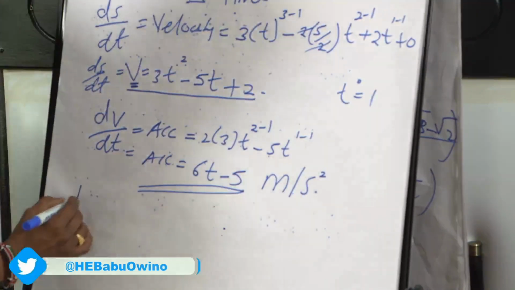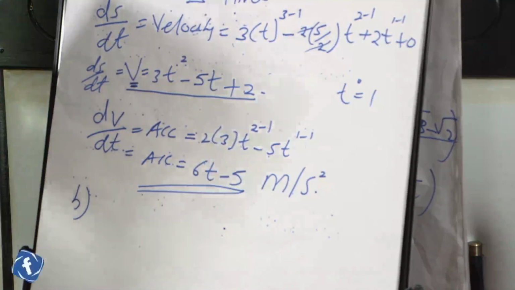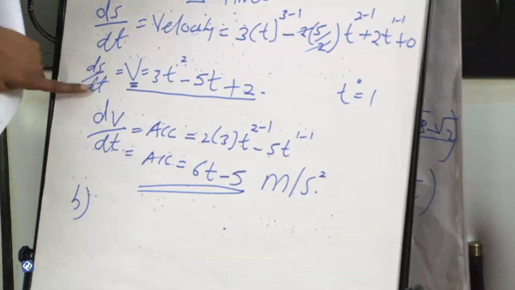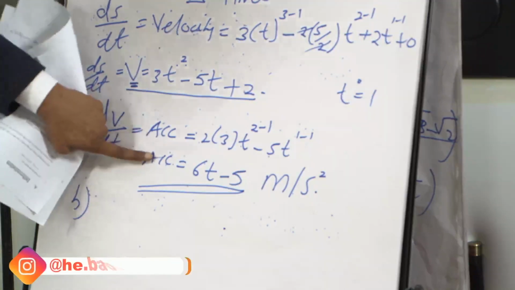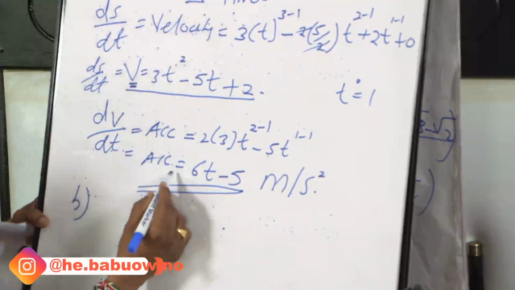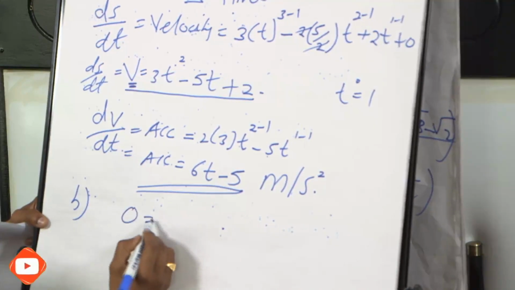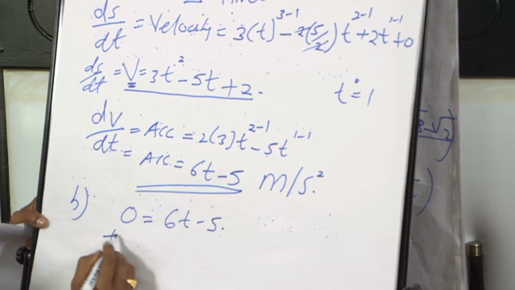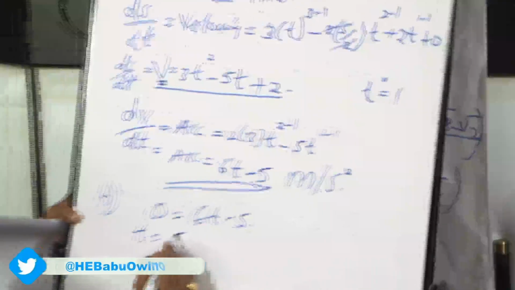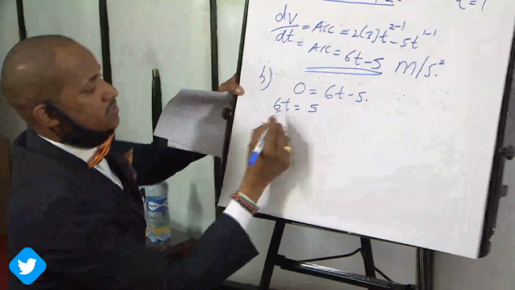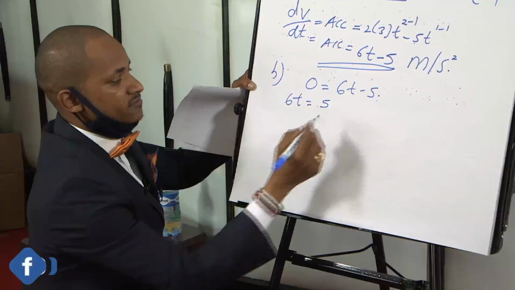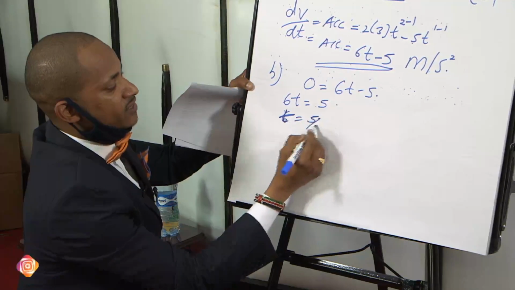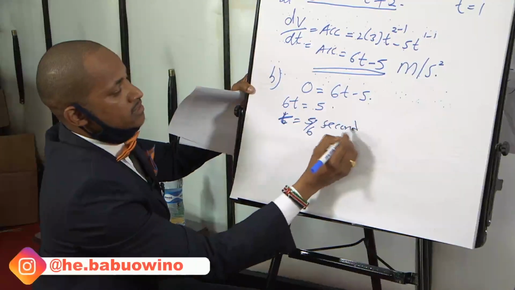Part B of the question says find the velocity when acceleration is 0. When acceleration is 0, where is our acceleration? This is our acceleration equation. At this point, when acceleration is 0, we have 6t minus 5 equals 0. We want to find the value of t. When 5 crosses to the other side it becomes positive, so 6t is equal to 5. This gives us t as 5 over 6 seconds.